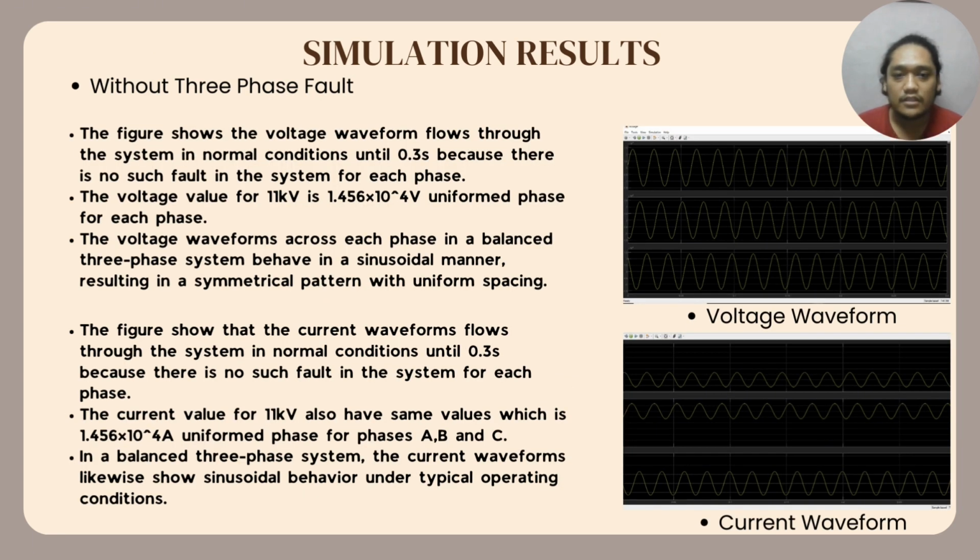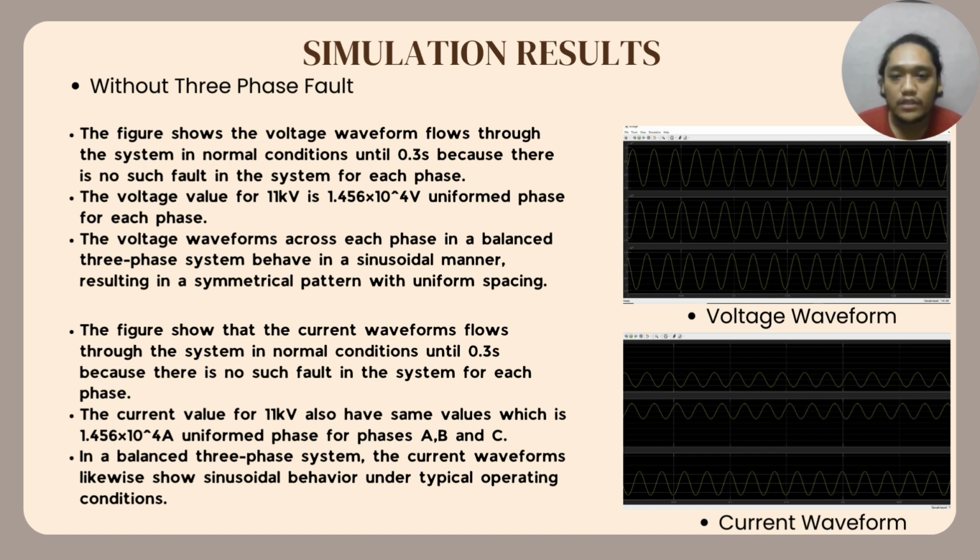For the simulation result for the voltage waveform, the figure shows the voltage waveform flows through the system in normal condition until 0.3 second because there is no fault in the system for each phase. The voltage value for 11 kV is 1.456 times 10 to the power of 4 volts, uniform for each phase. The voltage waveform across each phase is a balanced three-phase system behaving in a sinusoidal manner, resulting in a symmetrical pattern with uniform spacing.